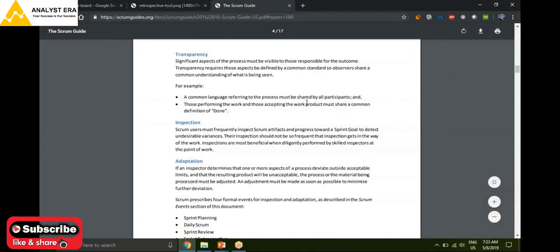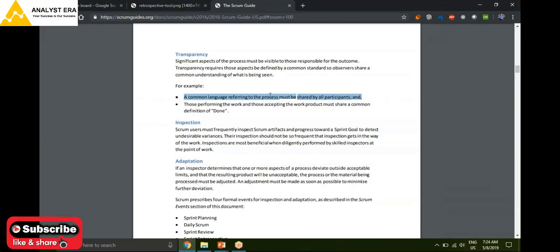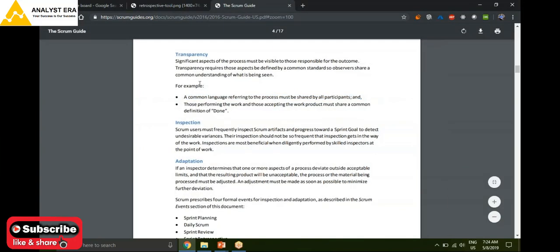A common language referring to the process must be shared by all the participants. Essentially, all your teammates should have a common language which they speak. That is essentially sprint, your sprint goal, what the tasks are and what the user stories are which need to be done. All of these are language. You need to have a common language which your teammates speak when they start implementing Scrum. That is what it is explaining inside transparency. If you just keep reading these things, it is pretty straightforward what the expectation is.